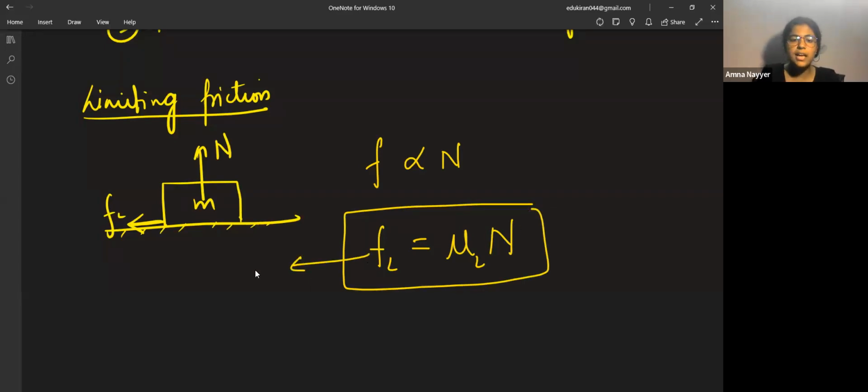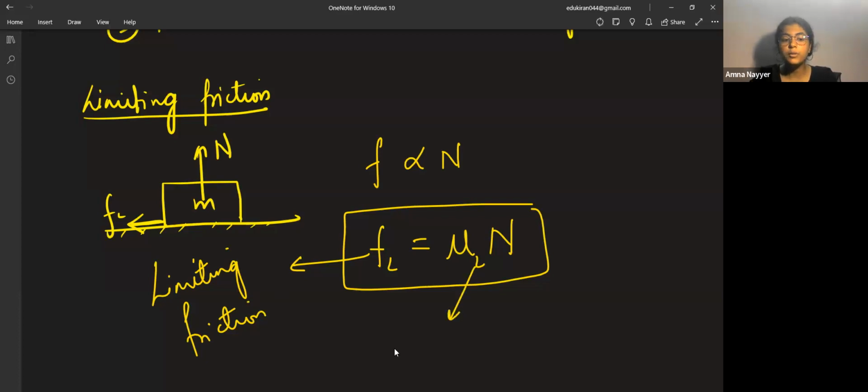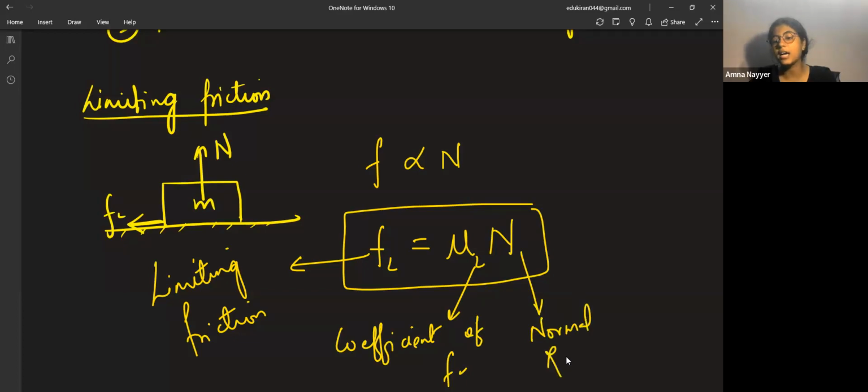So what is FL? This is your limiting friction. What is mu L? This is the coefficient of limiting friction. And what is N? N is the normal reaction. So actually your law of friction is this one. Fine, this is how you write.